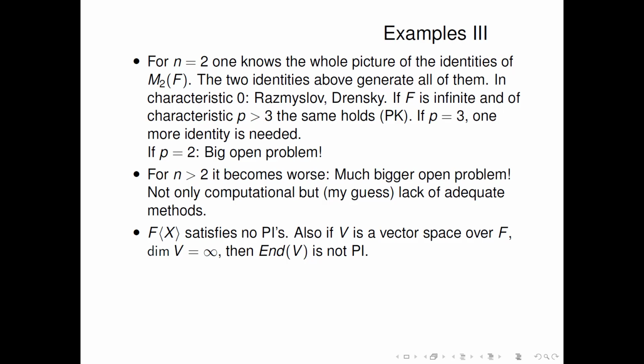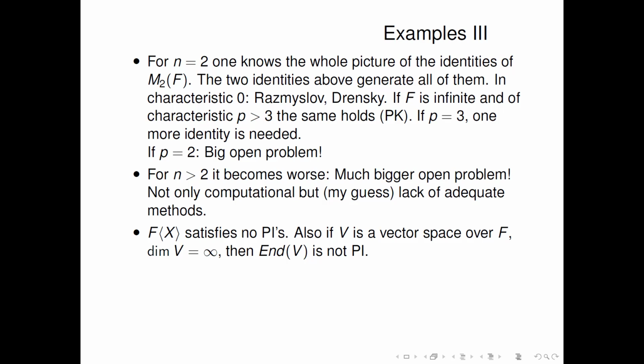And now, a couple of examples on the contrary. Clearly, the free associative algebra, if X has at least 2 elements, satisfies no identities, since you cannot produce any identity. An identity for this algebra means a linear combination among the basic elements, which is impossible, since the monomials form a basis. So F⟨X⟩ satisfies no identities at all.